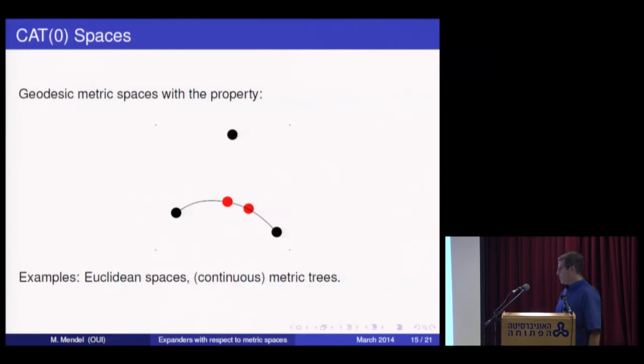Examples of cut zero spaces: Euclidean spaces, obviously by this definition, but also hyperbolic spaces and any simply connected Riemannian manifold. But for this talk, the most important thing is that metric trees are also cut zero. This is very easy to see. If you think about any 3 points and you think of the geodesic between 2 of them, it gets closer to any 3rd point more than what you see in Euclidean space. This is a very simple calculation. So a metric tree is also cut zero.